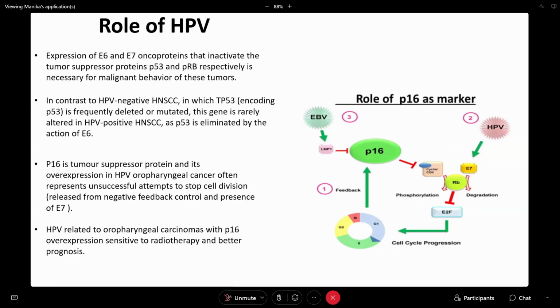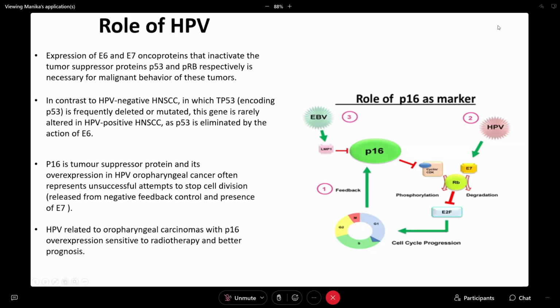Then coming to the role of human papillomavirus, there are two oncoproteins, E6 and E7, which play a very important role in the cycle of HPV. The E6 and E7 oncoproteins inactivate the tumor suppressor proteins P53 and retinoblastoma respectively, which is necessary for the malignant behavior of these tumors. Usually RB and P53 are tumor suppressor proteins which suppress the tumor. In contrast to HPV negative squamous cell carcinoma, in which TP53 is frequently deleted or mutated, this gene is rarely altered in HPV positive squamous cell carcinoma, and P53 is eliminated by the action of E6 in HPV. P16 is a tumor suppressor protein, and its overexpression often represents unsuccessful attempts to stop cell division.